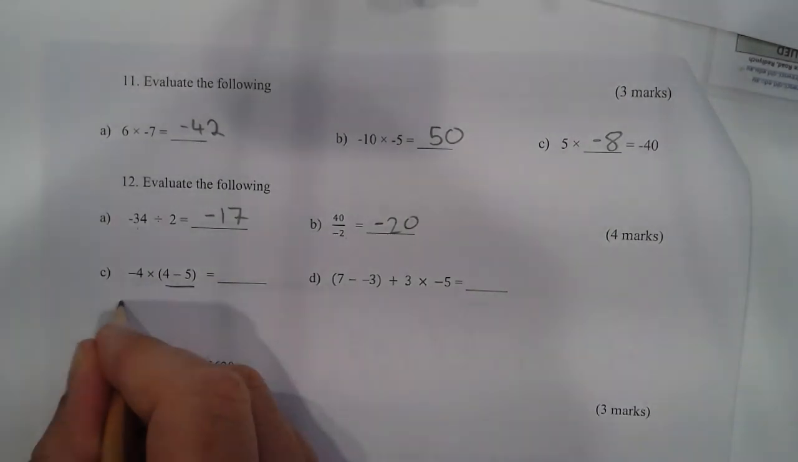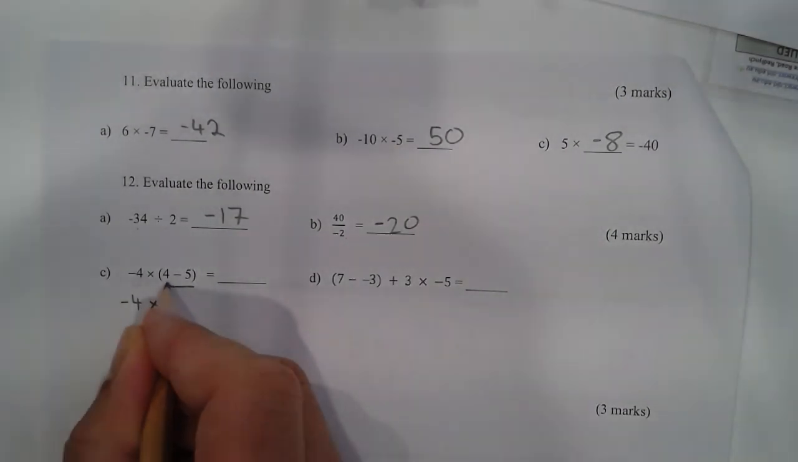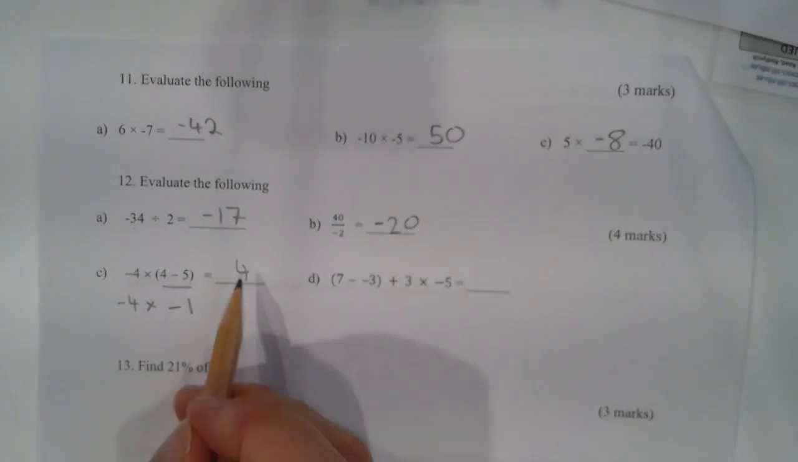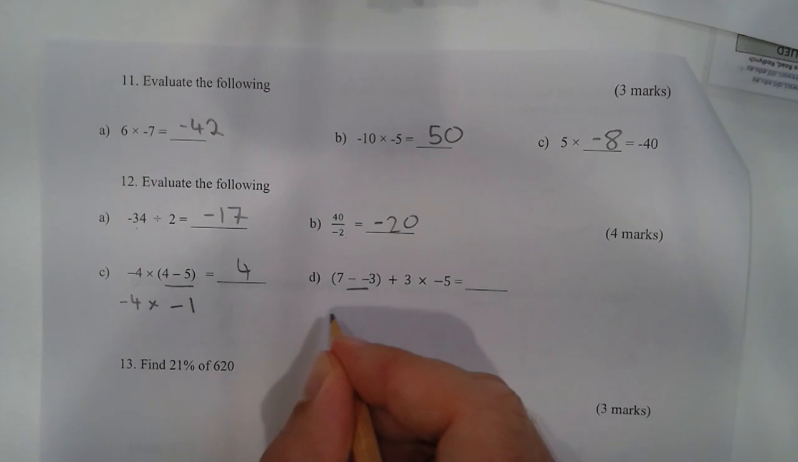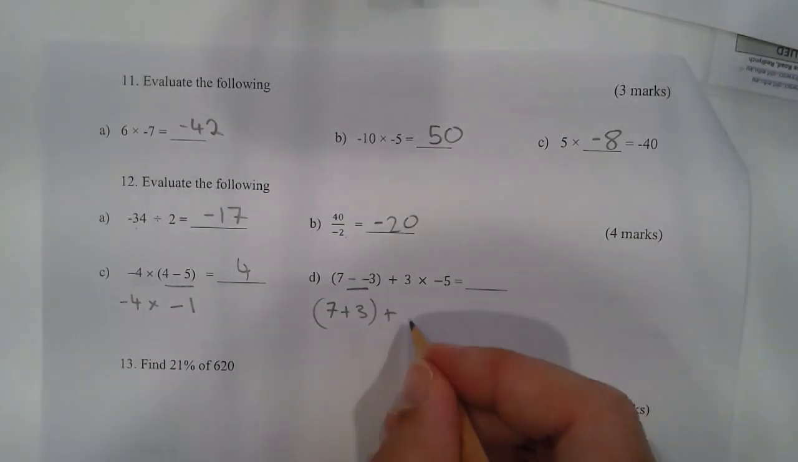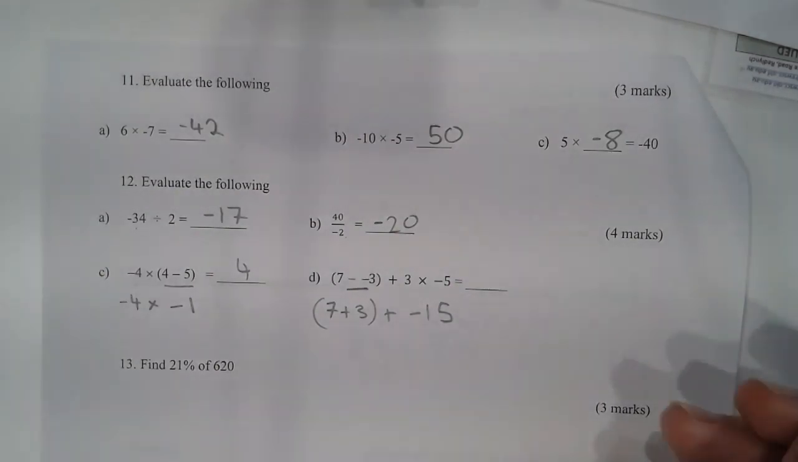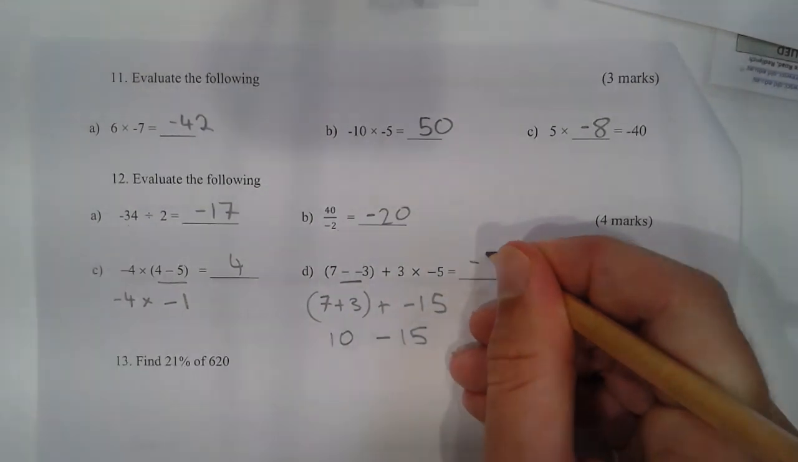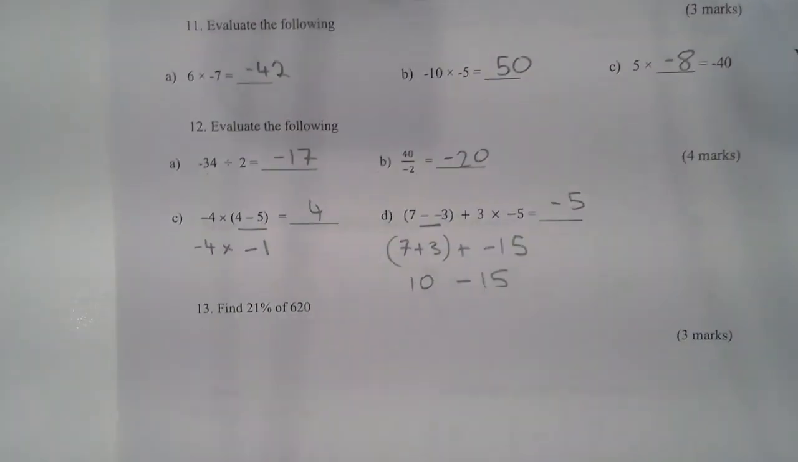Alright, bit of maths. Get minus 4 times negative 1. 4 times 1 is 4. 2 negatives means the answer is positive. So that becomes 7 plus 3. And that becomes negative 15. So we end up with 10 minus 15. So the answer must be negative 5.